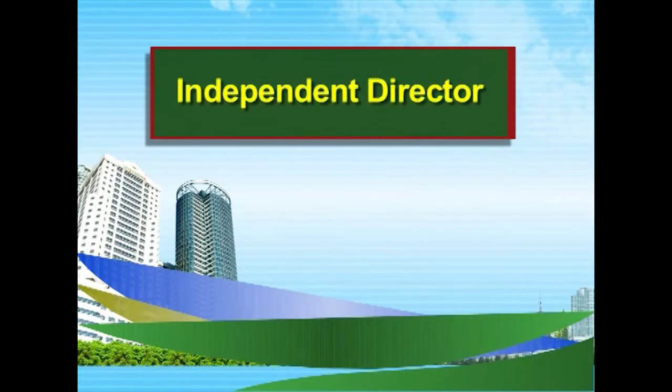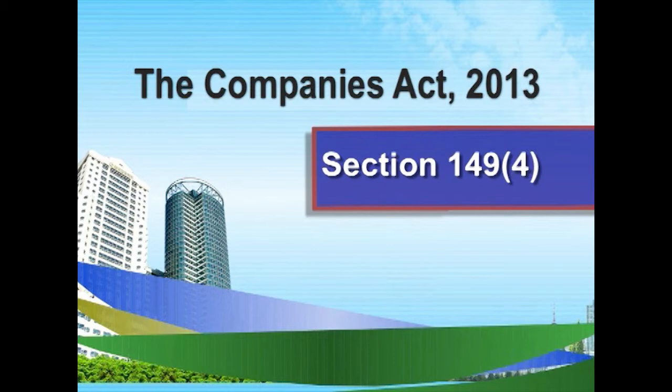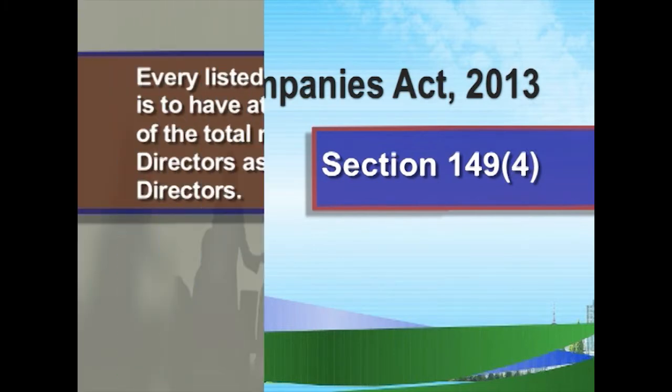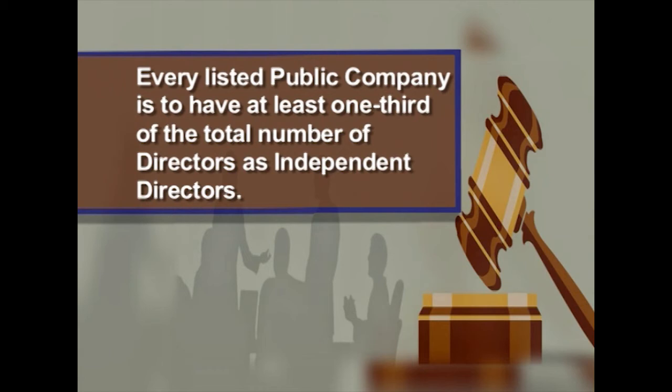Independent director. According to section 149, subsection 4 of the Act, every listed public company is to have at least 1/3 of the total number of directors as independent directors. The central government may prescribe the minimum number of independent directors in a class or classes of public companies.